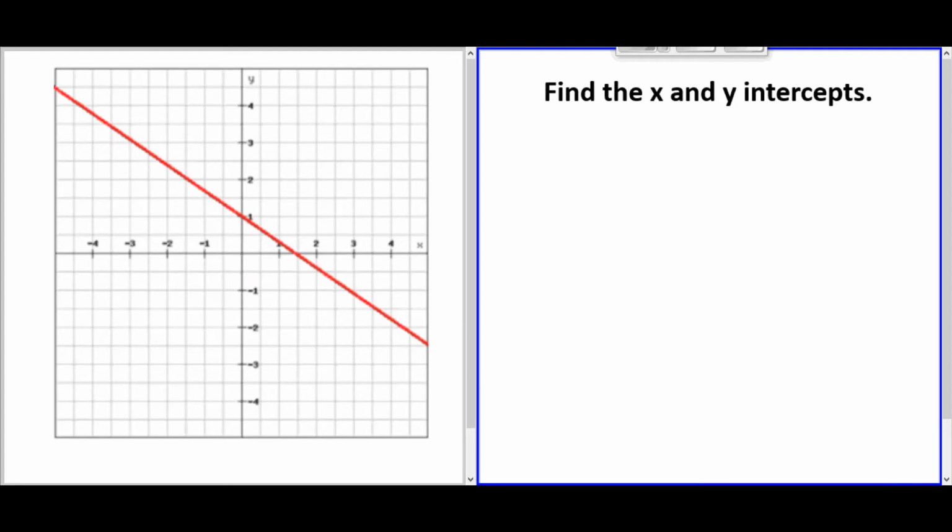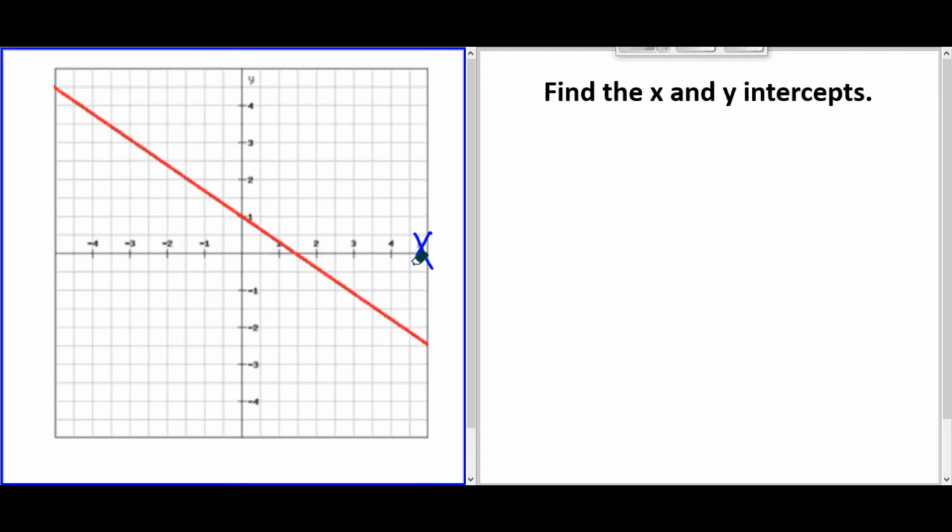The next one, find the X and Y intercepts. So they give you the graph on the left and the question's on the right. It says find the X and Y intercepts. Remember, the x-intercept is where the line crosses the x-axis. Here's my x-axis, here's my y-axis. So this graph crosses at this point.